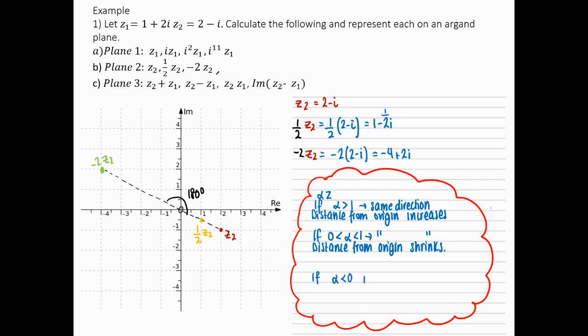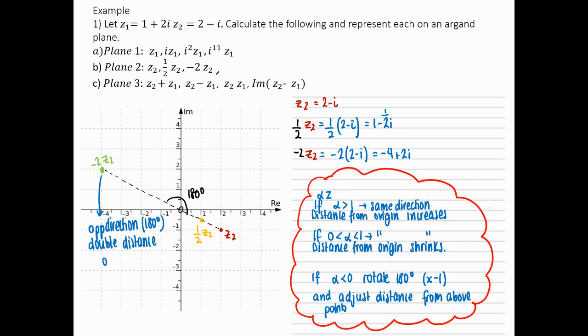So if the scalar we're multiplying our complex number by is negative, we know we rotate 180 degrees. Then we have to adjust the length or distance from the origin depending on the scalar. Minus 2 z2 is z2 rotated 180 degrees, and because of that 2, it's doubled the distance from the origin compared to z2.